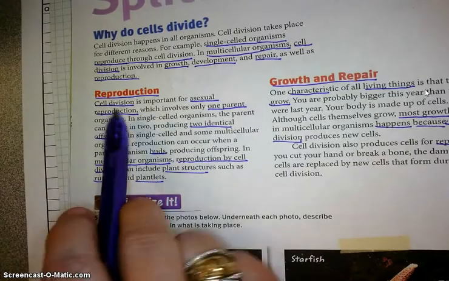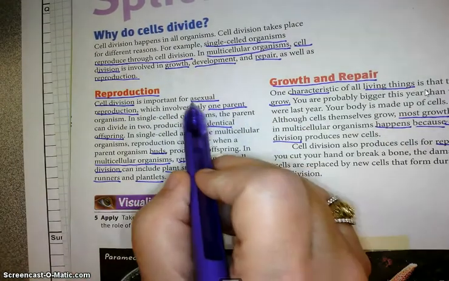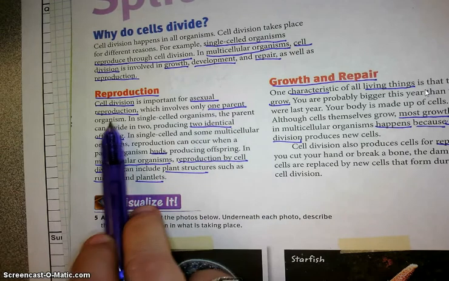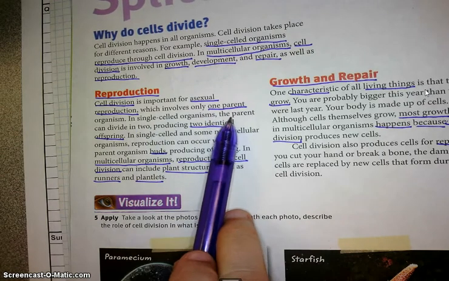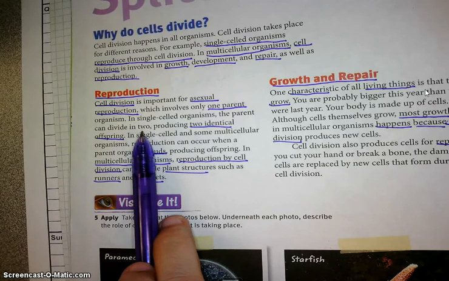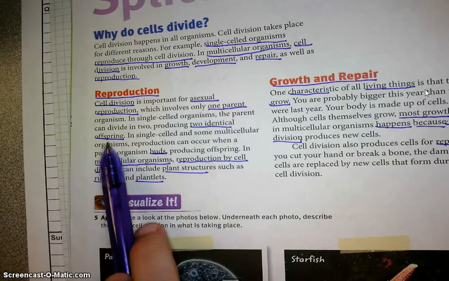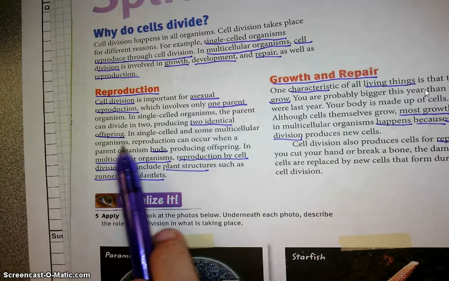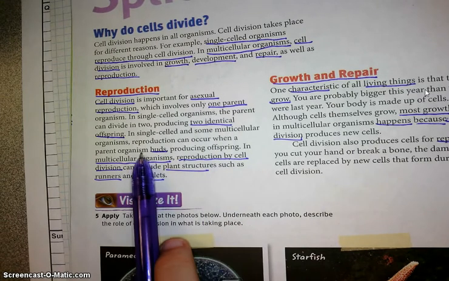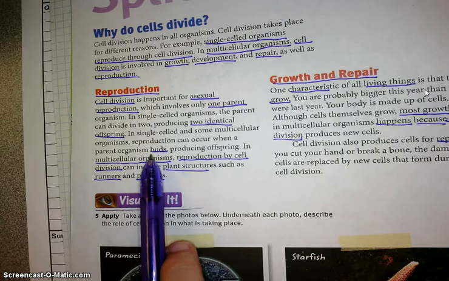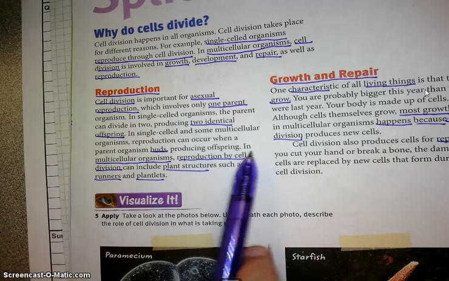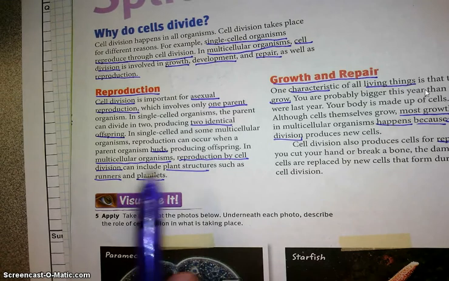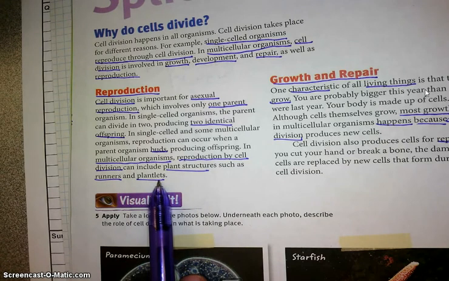Now, under reproduction, we have cell division is important for asexual reproduction, which involves only one parent organism. In single-cell organisms, the parent can divide in two, producing two identical offspring. In single-celled and some multicellular organisms, reproduction can occur when a parent organism, one parent, right, buds, producing an offspring. In multicellular organisms, reproduction by cell division can include plant structures, such as runners and plantlets.